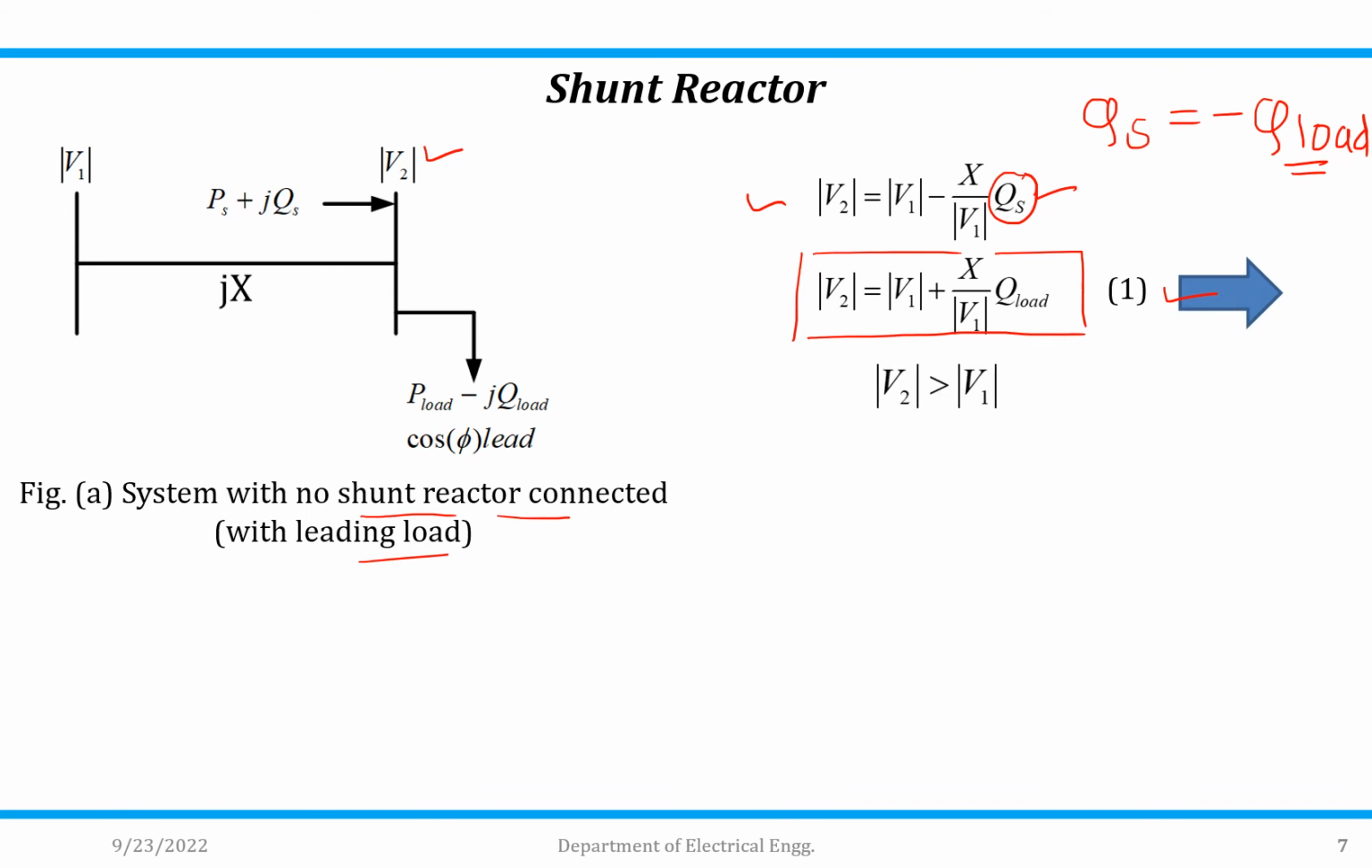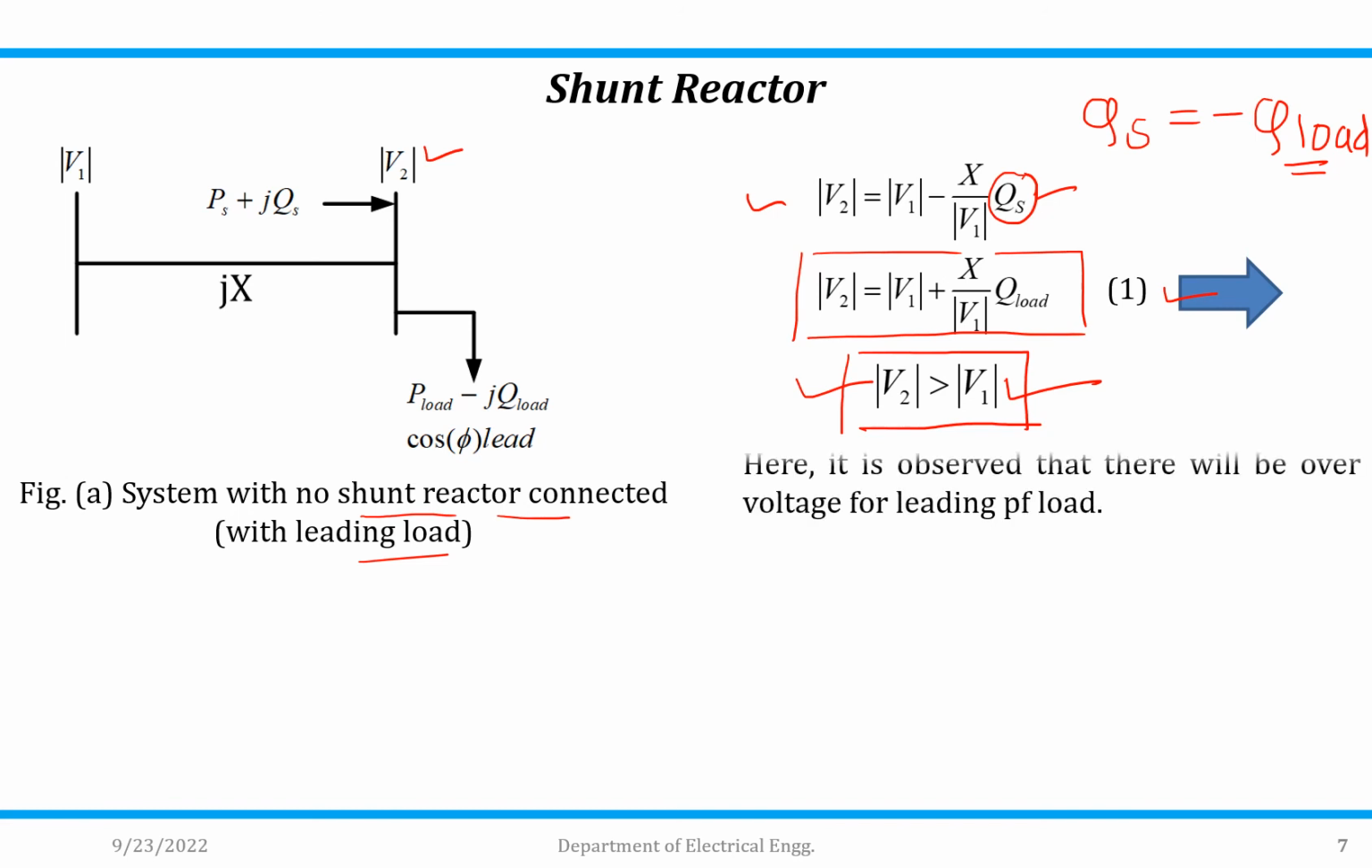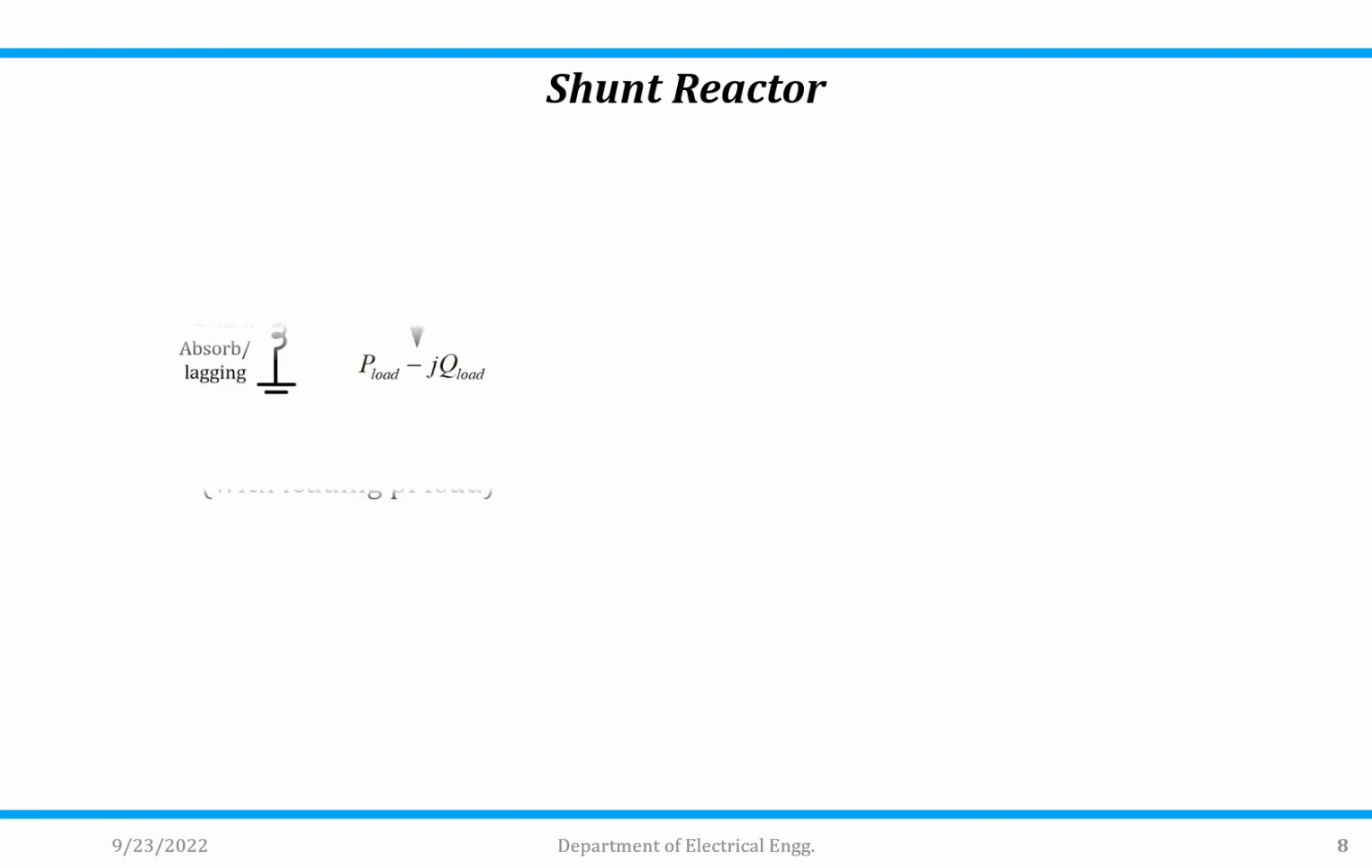Now what do you observe here? We observe one thing: V2 is greater than V1. It means your receiving end voltage is greater as compared to that of the sending end voltage. This is what is shown in the Ferranti effect. Here it is observed that there will be an overvoltage for a leading power factor.